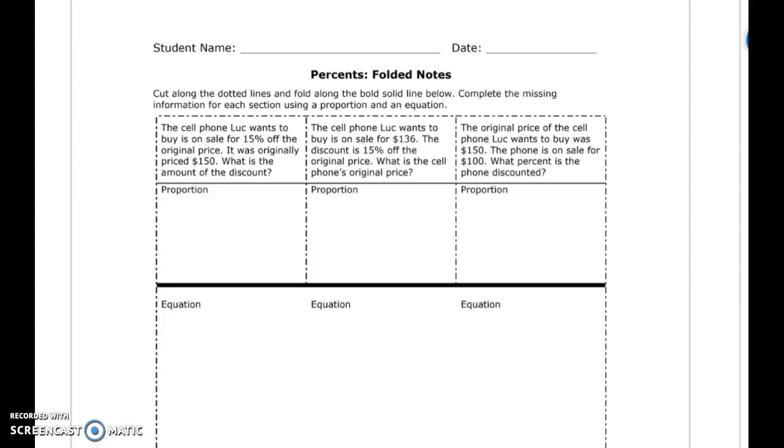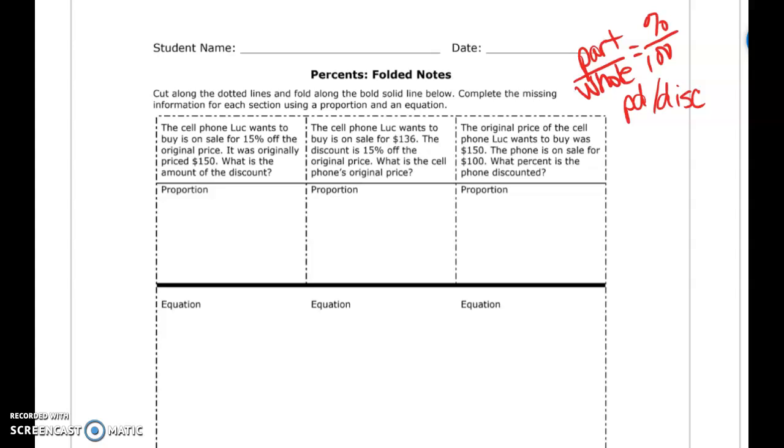Our notes today are on percents. Keep in mind that when we have percents, we have our part over our whole equals our percent over 100. Now here we are talking about money, and we need to pay attention to if it says paid or if it says discount. Remember, those are two different things.